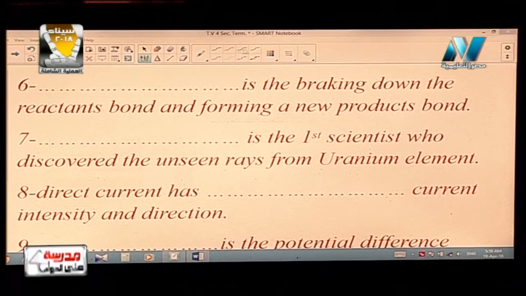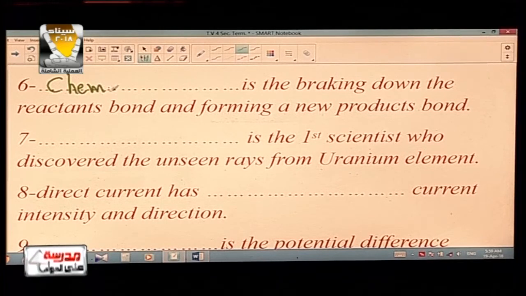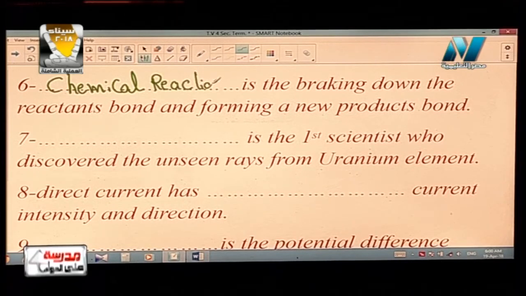So we talk about chemical reactions. Chemical reactions is the breaking down of the reactants bond and forming a new products bond.